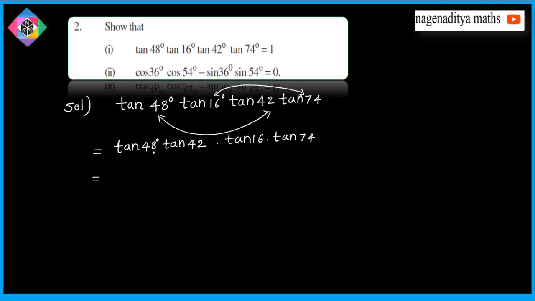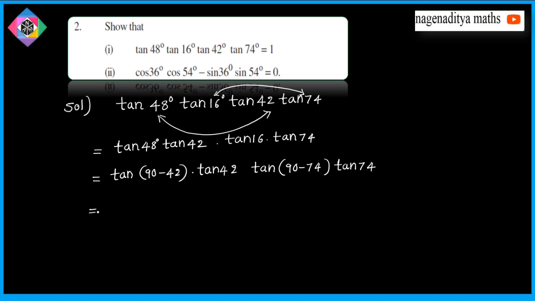Now tan of 48 can be written as tan of 90 minus 42, multiplied by tan of 42. And tan of 16 can be written as tan of 90 minus 74, multiplied by tan of 74.